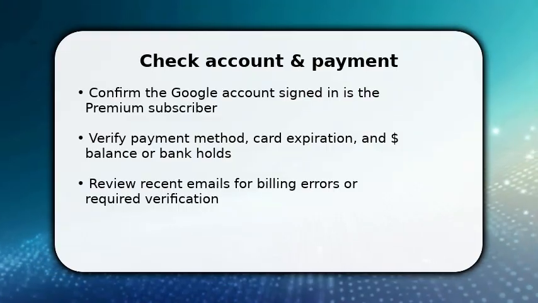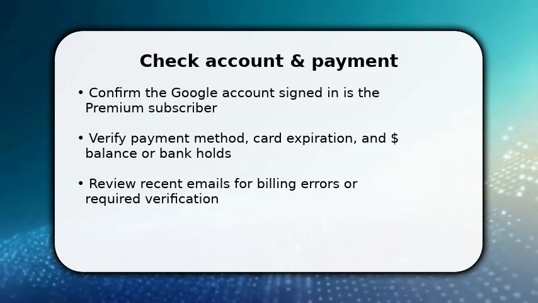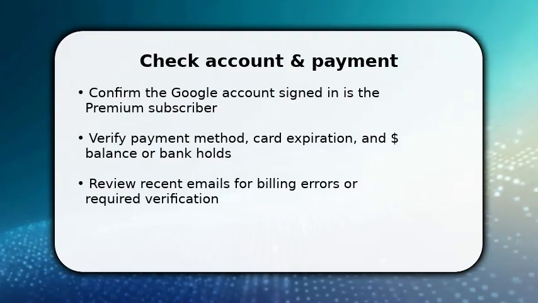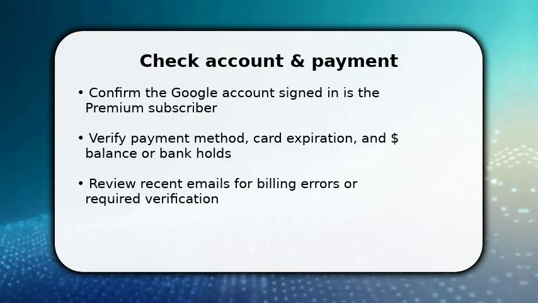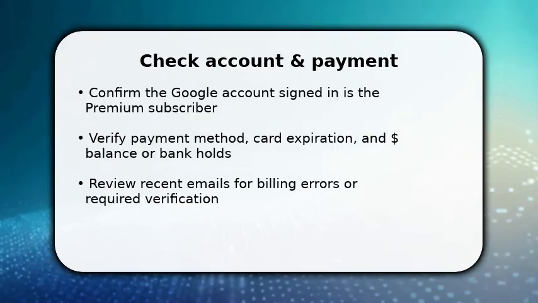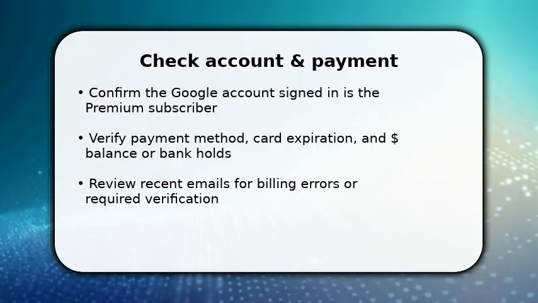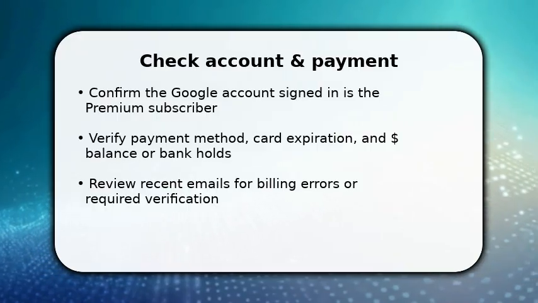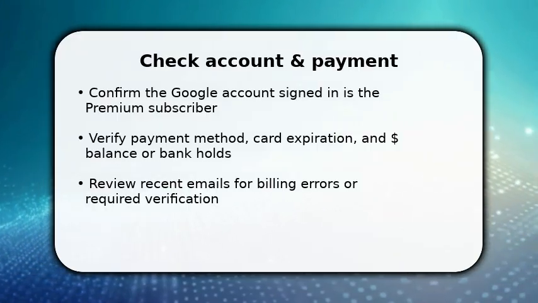You start by confirming the exact Google account tied to YouTube Premium and checking payment details. This prevents access failures caused by billing. Once done, open account settings and validate the subscription status, noting any cancellation or suspension flags.